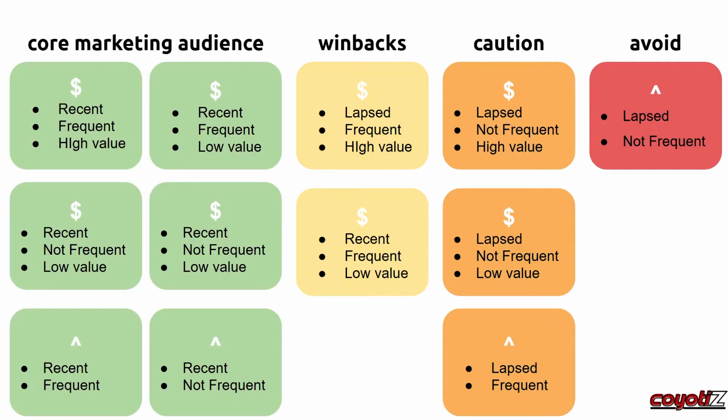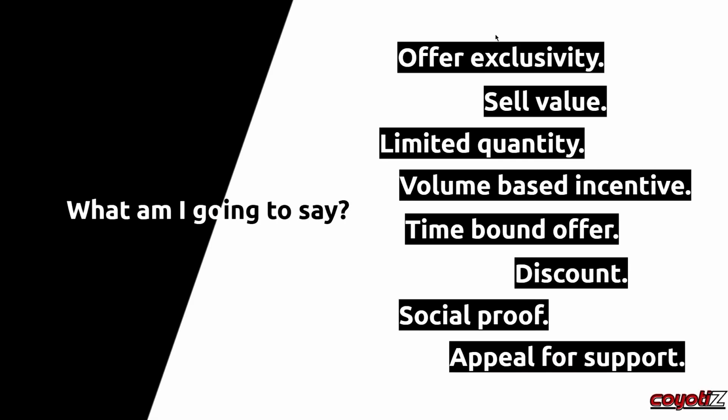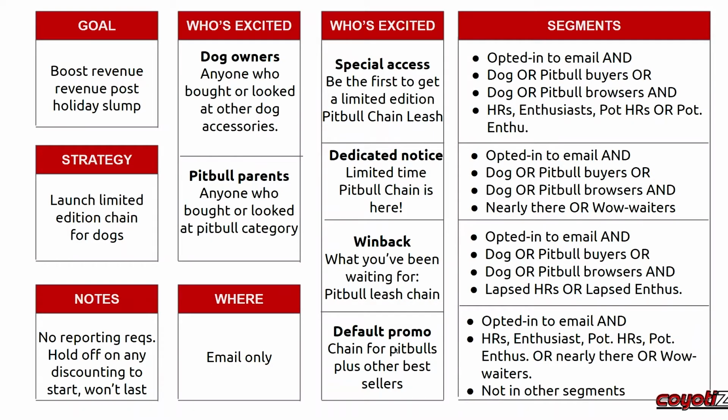Now, these guys, the default promos, are for those in the orange zone. These guys we handle with caution. Their emails would look something like this: opted into email and high rollers, enthusiasts, potential high rollers, potential enthusiasts, or nearly theirs, or wow waiters, not in the other segments. The reason we don't want to only email them is that if you just email them, the open rate is going to be super low, and you're going to crush your deliverability. All you want to do with this orange zone is dilute them.